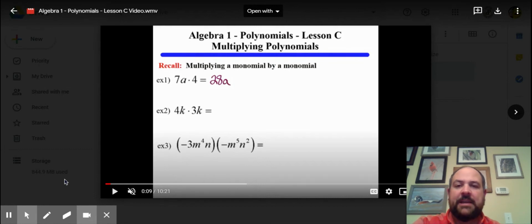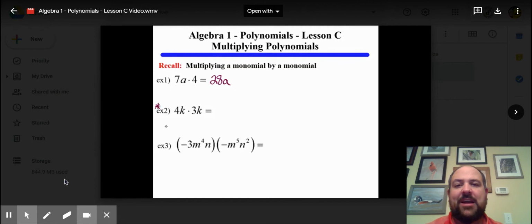Hopefully you had that. On number 2, 4k times 3k, this is more like what we did in the exponents unit. The key here is we're still going to multiply the coefficients, but we have to remind ourselves that now we have the variables, so we have to do something else. Actually, not just number 2, but number 3 as well. We're going to multiply those coefficients, the same way that we did in example 1.